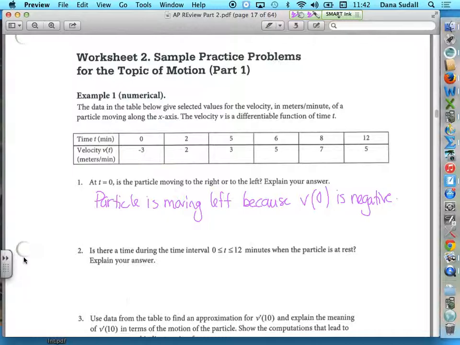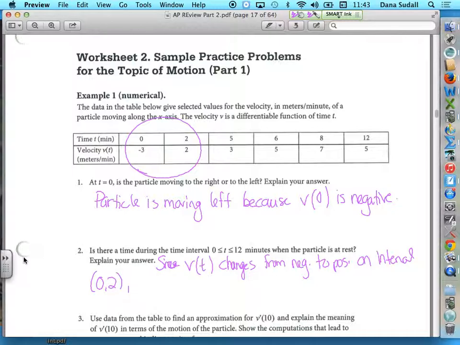And then for number 2, is there a time from 0 to 12 when the particle is at rest? Explain your answer. So in this interval right here, the velocity changes from negative to positive, which means it would have to equal 0 somewhere in that interval. So since v of t changes from negative to positive on the interval from 0 to 2, it's intermediate value theorem.